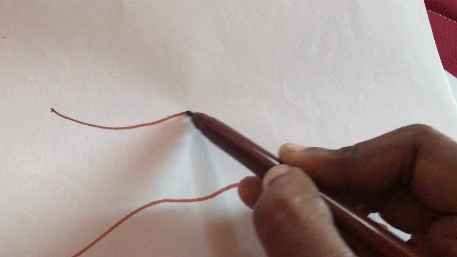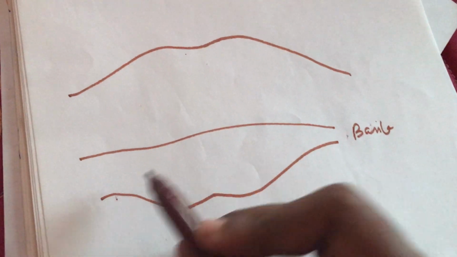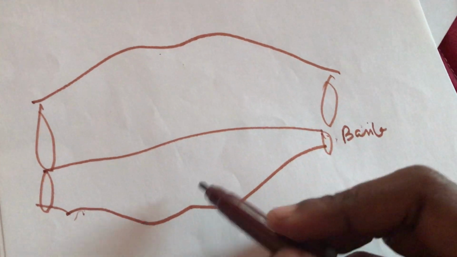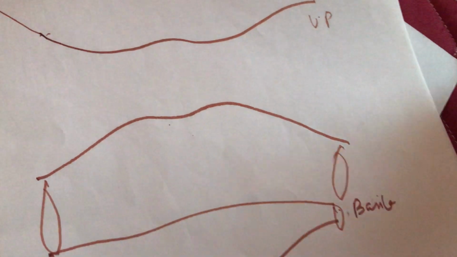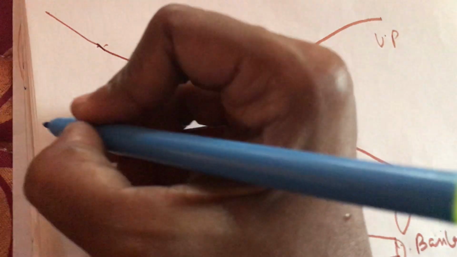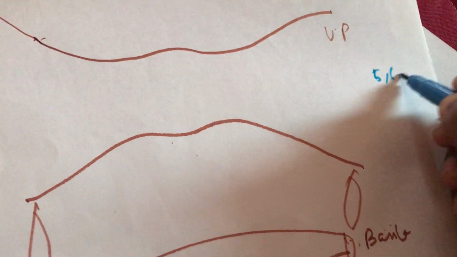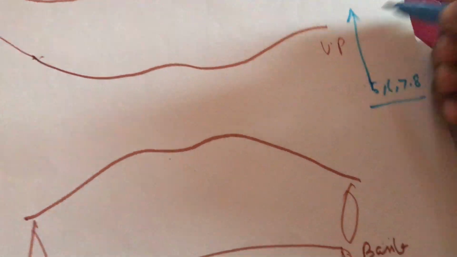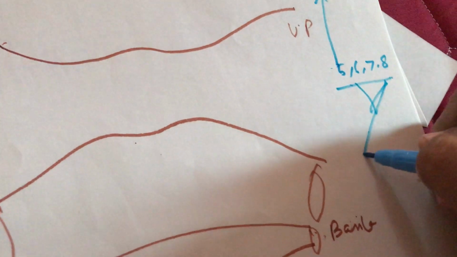Here you have to draw two cut sections, one called the lower pons and another called the upper pons. This is the upper pons and this is the lower pons, and these are the peduncles I have drawn here. You tell me, the four cranial nerve nuclei present in the pons are 5, 6, 7, 8. Among the four, which one is in the upper pons? Obviously the fifth is in the upper pons, and 6, 7, 8 are in the lower pons.